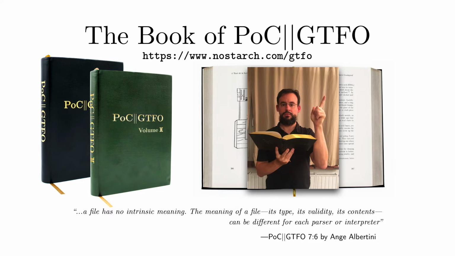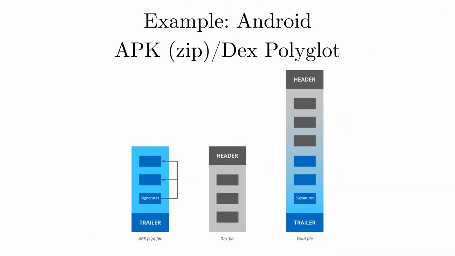You may be seated. The Android operating system supports a number of different file formats to represent executables, two of which are APK, which is really just an extension of the zip format, and DEX. A couple of years ago, it was discovered that you could create a polyglot that was at the same time a valid APK file and a DEX file.